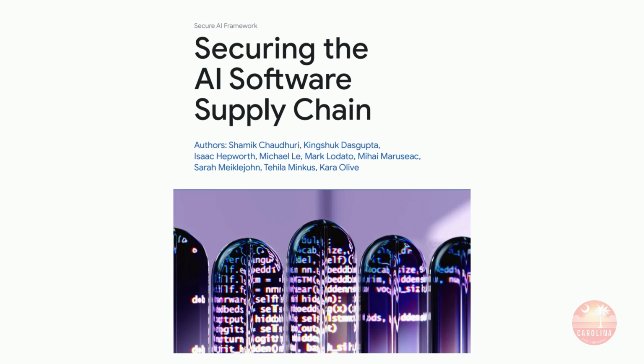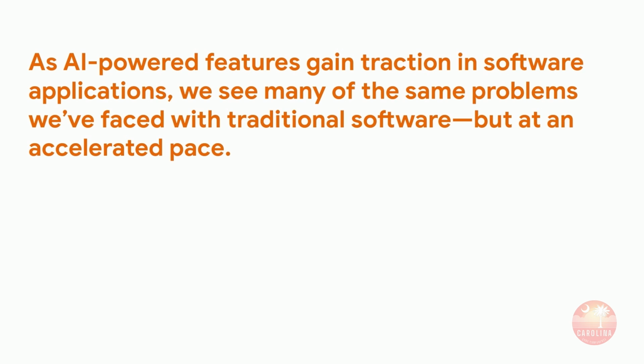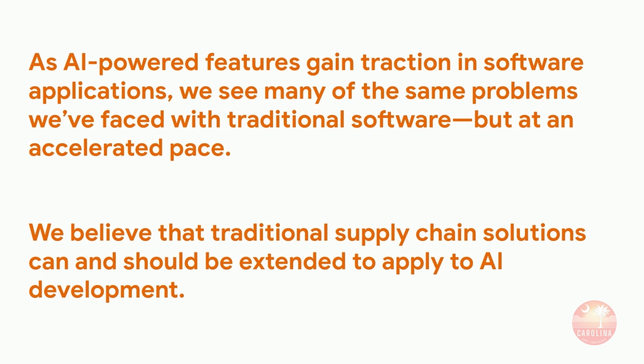We have a white paper that discusses all of this in detail. And the main ideas from the white paper is that we have seen that now there are a lot of attacks on AI. As the number of applications with AI increases, the number of attacks also increases. And we also believe that traditional supply chain protections can apply to AI.